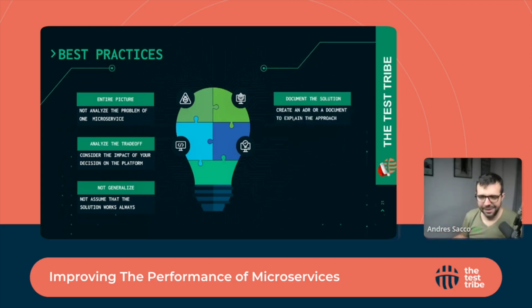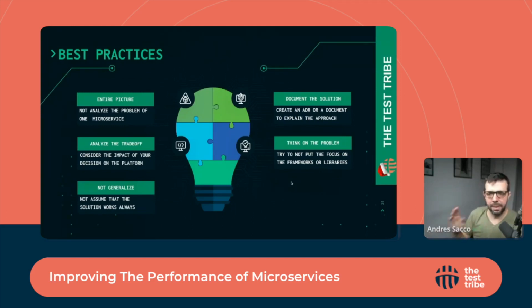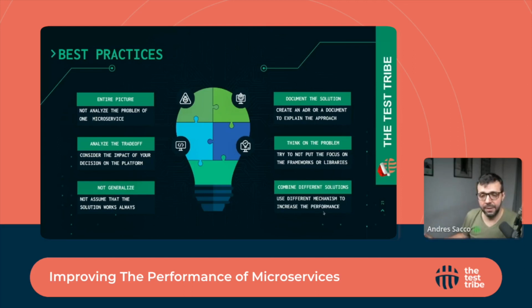Document the solution, please. Create a small document and say, okay, we will use this solution and the trade-off of this implies blah, blah, blah, the pros and the cons. Think about the problem, not put the attention on libraries, tools, and many other things. It's like, my problem is this, and I need to fix it in this way. After that, think about the libraries. Combine different solutions, like the cache mechanism, you can combine.